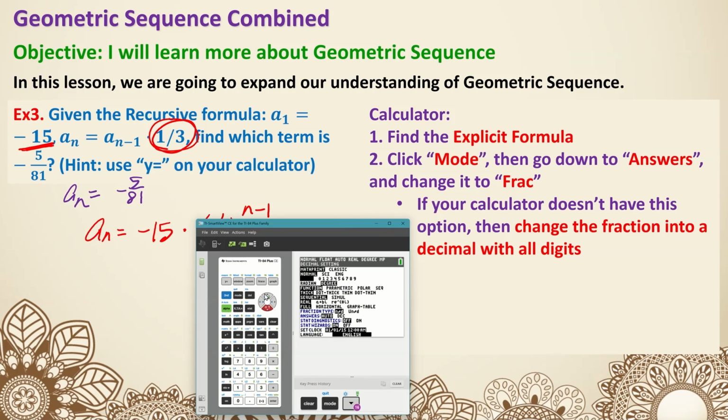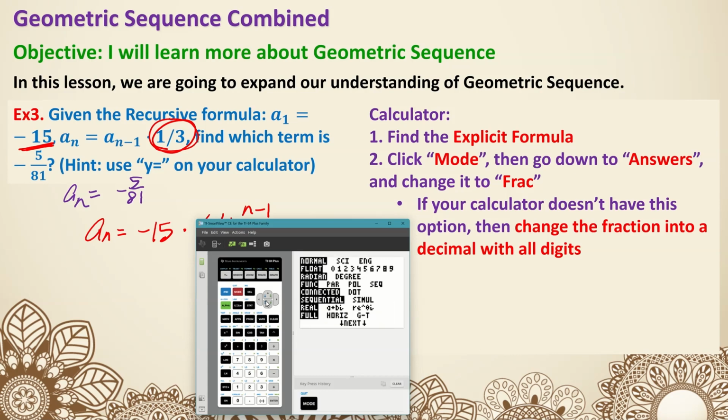Oh, for this calculator, as you can see, I don't have that. So in that case, if your calculator doesn't have the option, then change the fraction into a decimal. So I'm actually going to do that first, and then I'll show you with another calculator. I think I can change it here. Let's see.